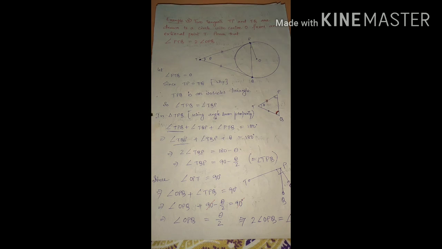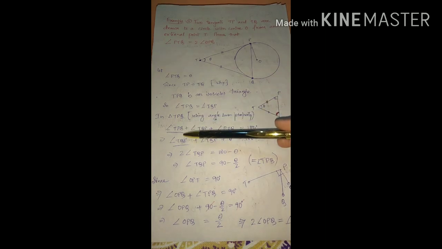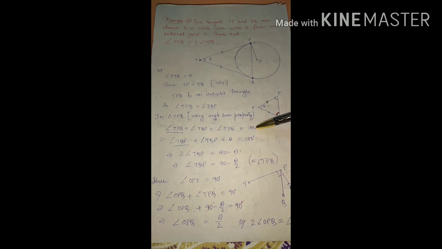Now in triangle TPQ, you see here TPQ. That means this one is a triangle. Separately, the triangle TPQ is drawn here. In triangle TPQ, one property we know is the angle sum property. The angle sum property means the sum of the three angles of a triangle is always 180 degrees. So if you see this diagram, one angle is this one, another is this one, and the third is this one. The sum of these three angles is 180 degrees. So we write TPQ plus TQP plus PTQ equals 180 degrees.